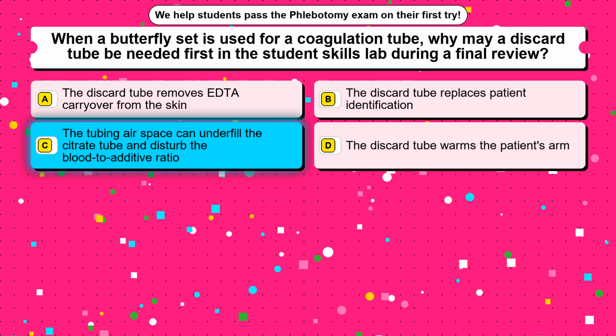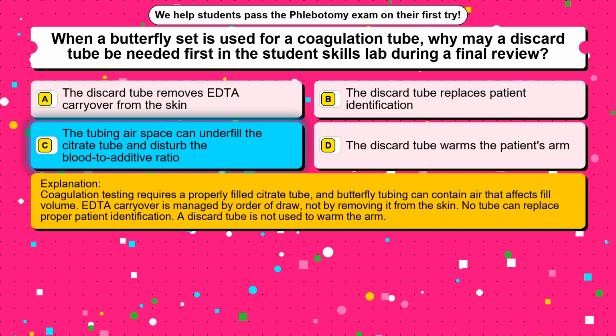The correct answer is option C. The tubing airspace can underfill the citrate tube and disturb the blood to additive ratio. Coagulation testing requires a properly filled citrate tube, and butterfly tubing can contain air that affects fill volume. EDTA carryover is managed by order of draw, not by removing it from the skin. No tube can replace proper patient identification. A discard tube is not used to warm the arm.